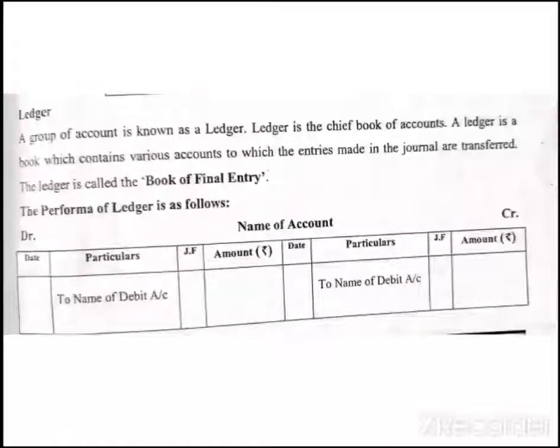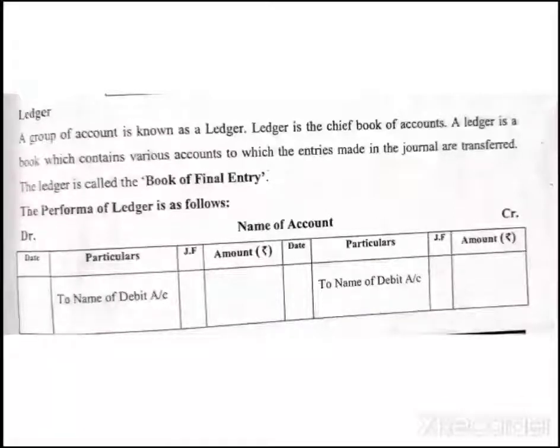A ledger is a book which contains various accounts to which the entries made in the journal are transferred. It is also known as the chief book of accounts or book of final entry. Journal is the book of original entry, ledger is the book of final entry.